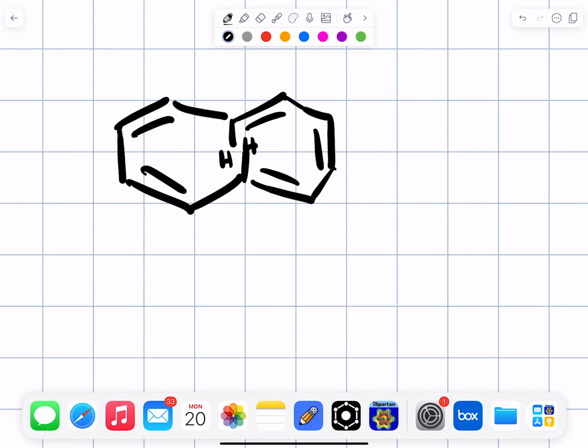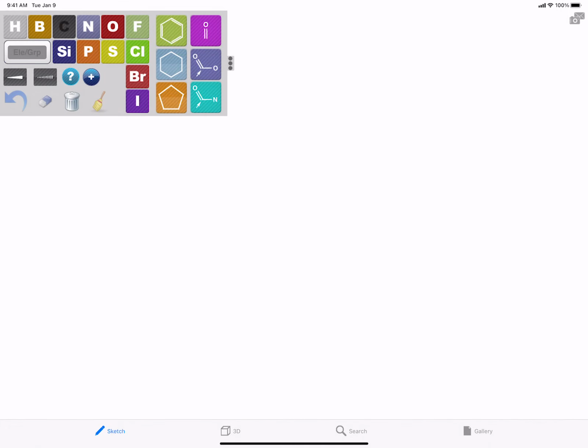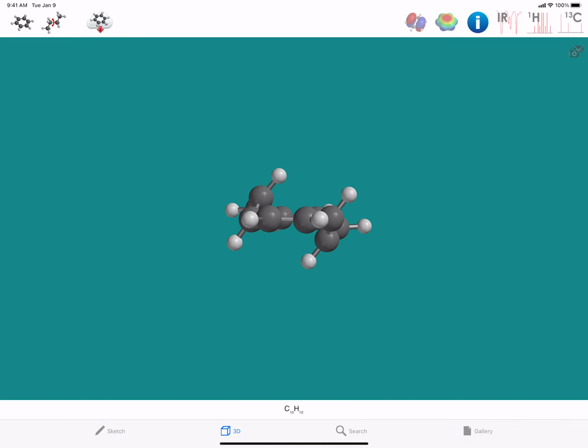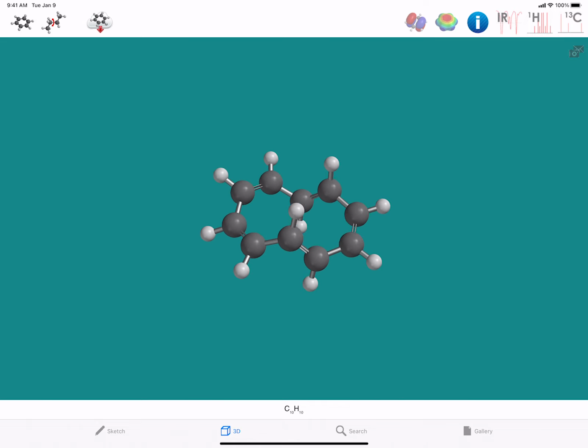I'm betting, we're just going to see if Spartan has this molecule. My guess is it doesn't, but maybe if it does, it'd be kind of fun. Oh no, disaster. Oh, clean it up for us, please. Yeah, okay. All right, there it is. Actually, not bad. At least it modeled it for us.